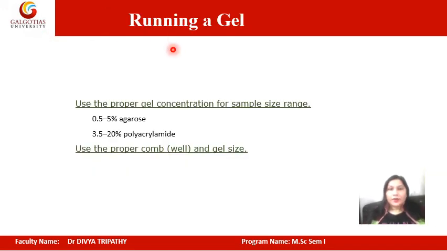Now, how to run a gel for gel electrophoresis? We have to use proper gel concentration for the sample size range. Generally, we use 0.5 to 5% of agarose or 3.5 to 20% of polyacrylamide. We have to use the proper comb and gel size.